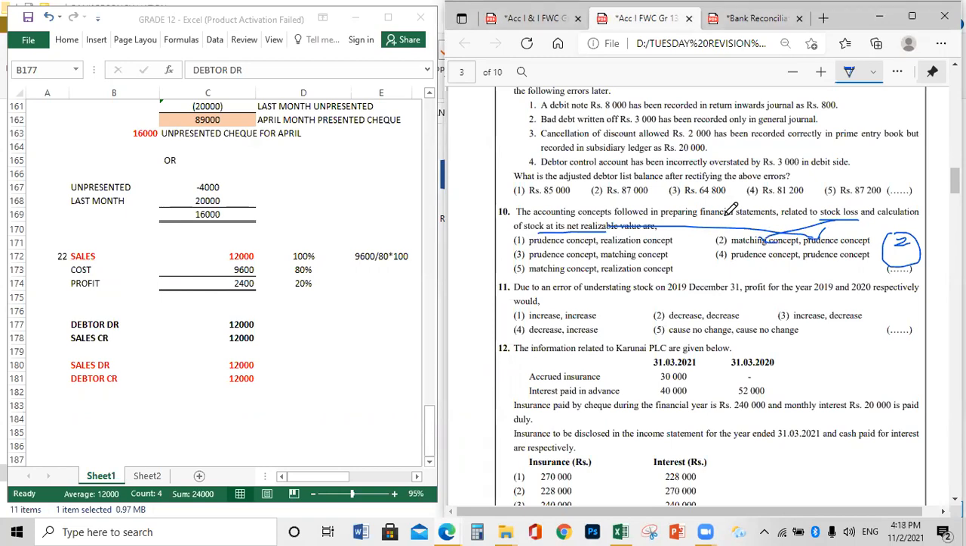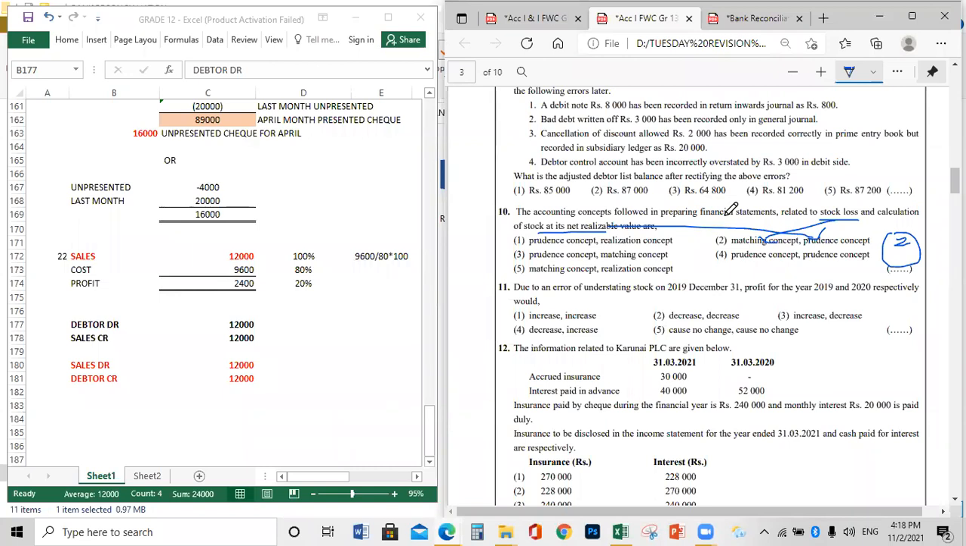Matching concept only talks about stock loss, guys, because you are trying to match income with expenses. So the sales is the income. Because of that, you have a stock loss, that is the expense. You are trying to match income and expenses. So that is why we say matching concept.